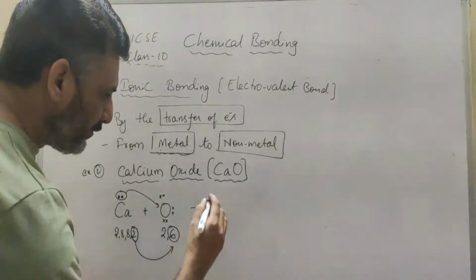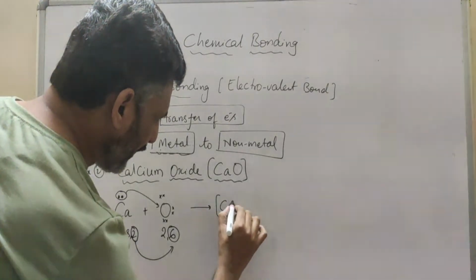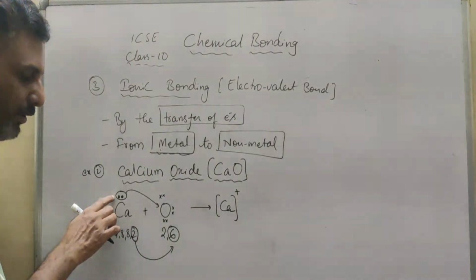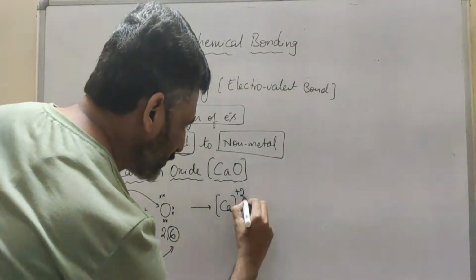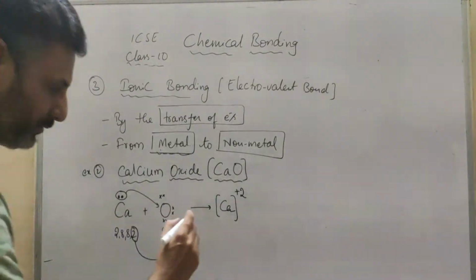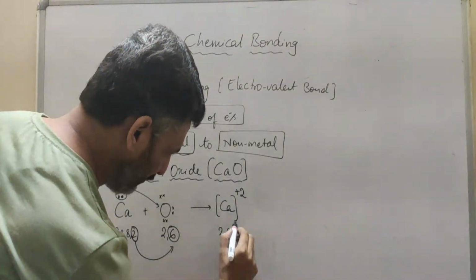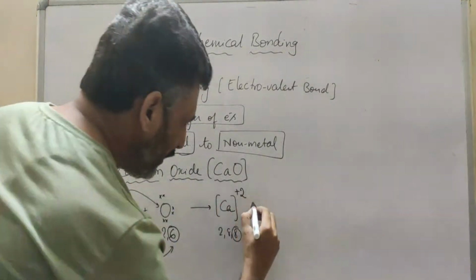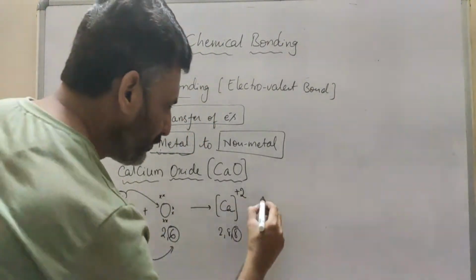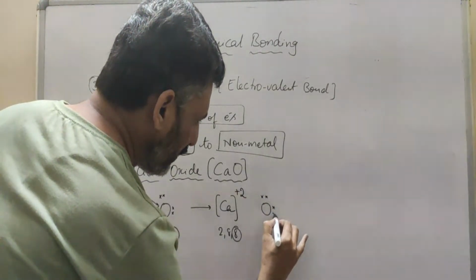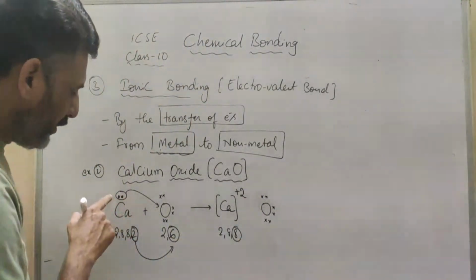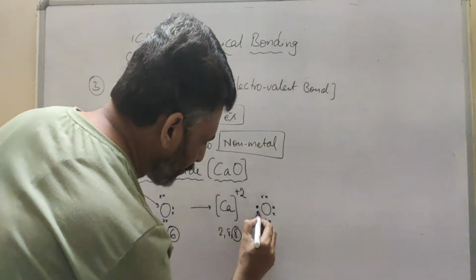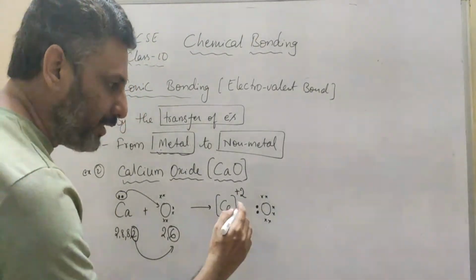Now after transfer of electron, calcium becomes positive, but how many positive charges? It has lost 2 electrons. So plus 2 positive charges and becomes 2, 8, 8. So this is stable electronic configuration. And at the same time, oxygen already has 6 electrons here and 2 electrons are coming from calcium.